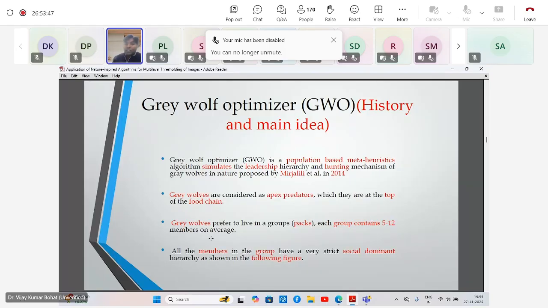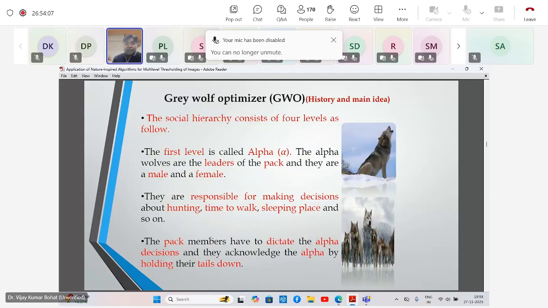This algorithm simulates the leadership hierarchy and hunting mechanism of grey wolves. Basically, grey wolves are considered apex predators, at the top of the food chain, and they prefer to live in a pack or group containing 5 to 12 members, with a very strict social hierarchy. The alpha wolf is the leader of the whole pack. All the wolves submit themselves to the alpha and follow its decisions. The alpha is known for taking hunting decisions and deciding where the pack lives. Such important decisions are taken by the alpha wolf.